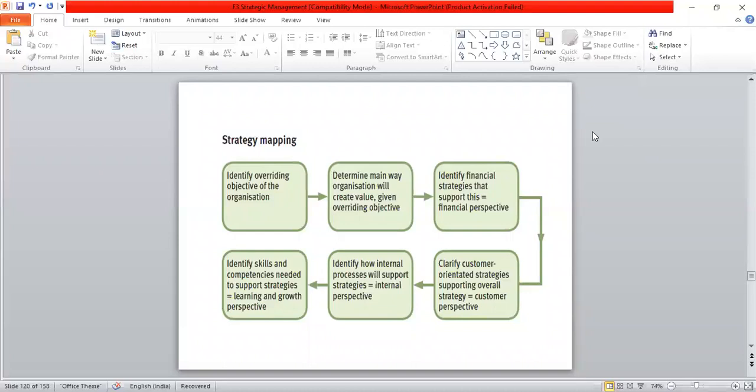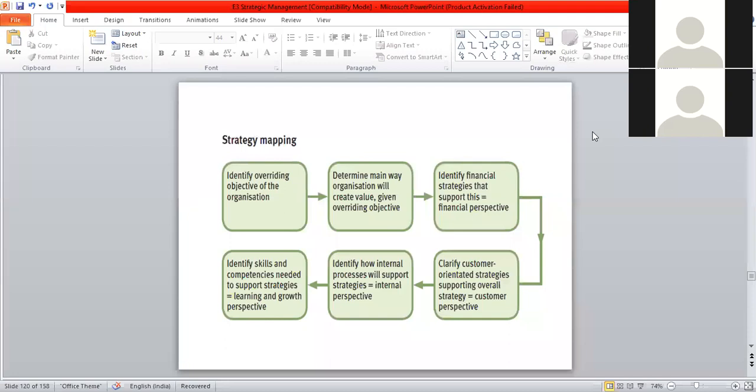Those aspects are considered under learning and growth. So do they feel motivated to work in the organization? Is their development taken care of by the organization? Management takes care of their development, training is provided, motivational aspects are taken into consideration. That is what is considered.